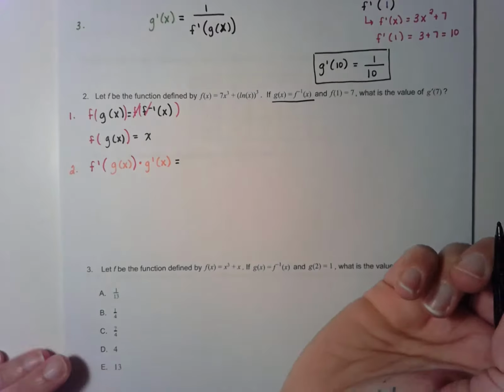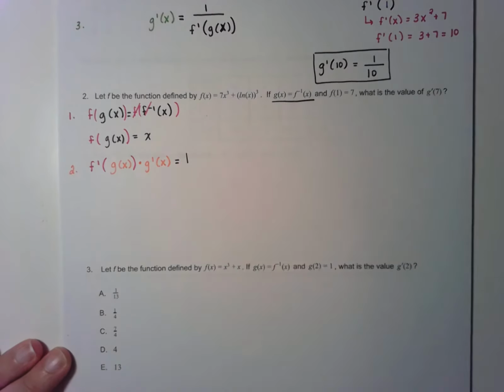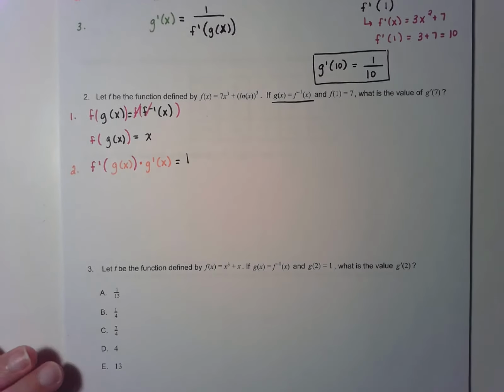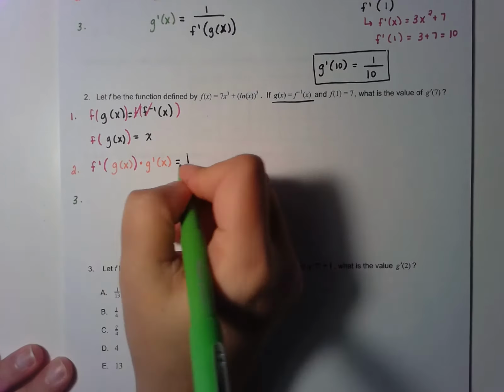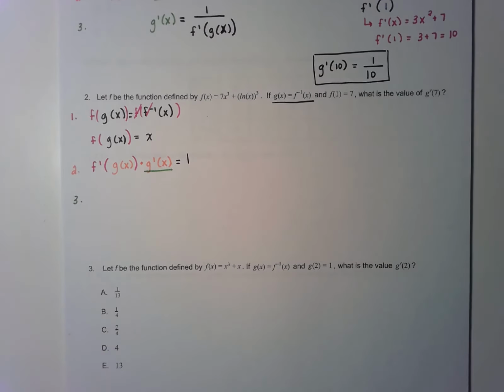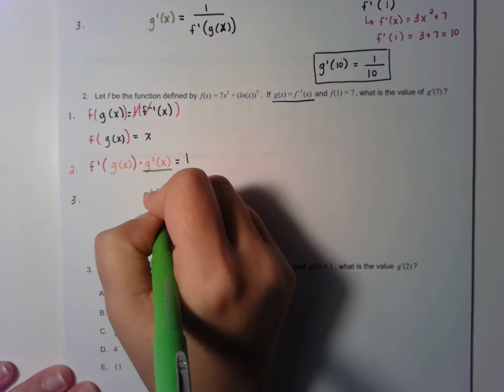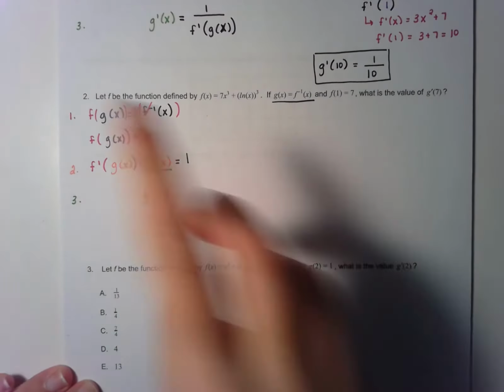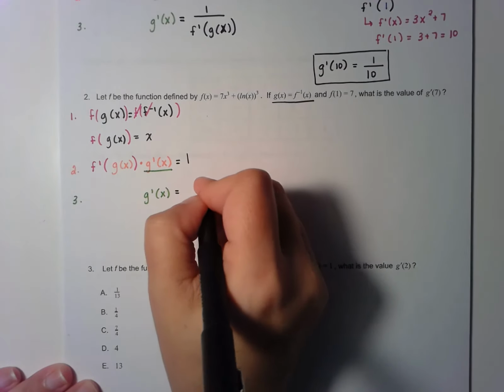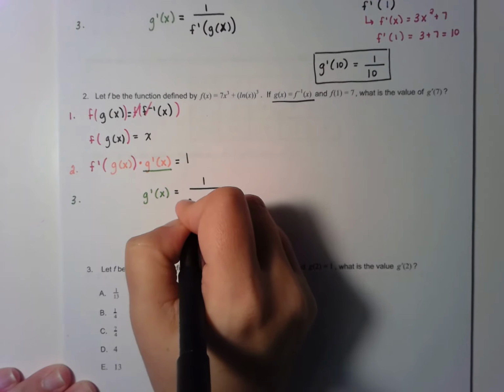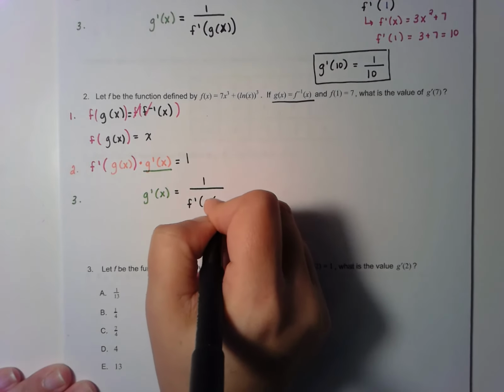And on the other side of the equal sign, the derivative of x is just 1. Step number 3, solve for your desired derivative. I want to know g prime of 7, so I'm going to find g prime of x so that I have an equation to use. So g prime of x is equal to 1 over f prime of g of x.